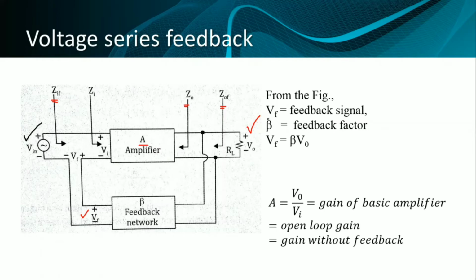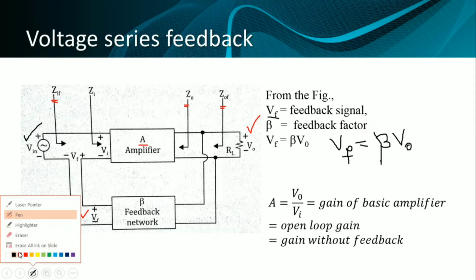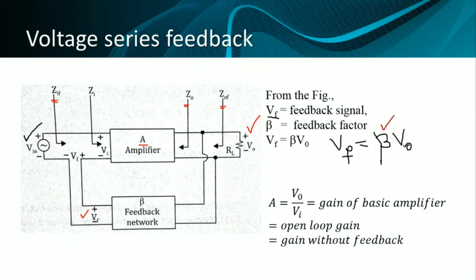From the figure, we can say that Vf is a feedback signal. Beta is the feedback factor. Therefore, Vf can be written as beta into V naught. It is amplified by the factor beta and multiplied to V naught. Vf is equal to beta into V naught. A is the open loop gain, the gain of the basic amplifier. Only the gain of this amplifier is the open loop gain, and you can also call it the gain without feedback.